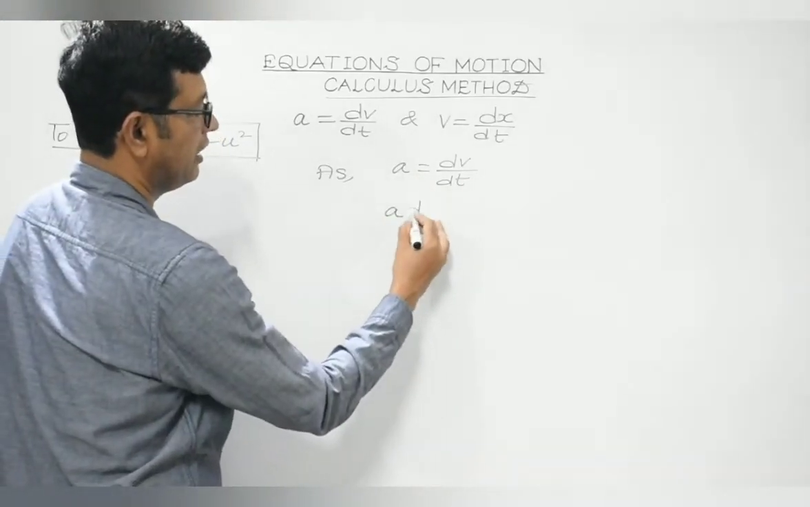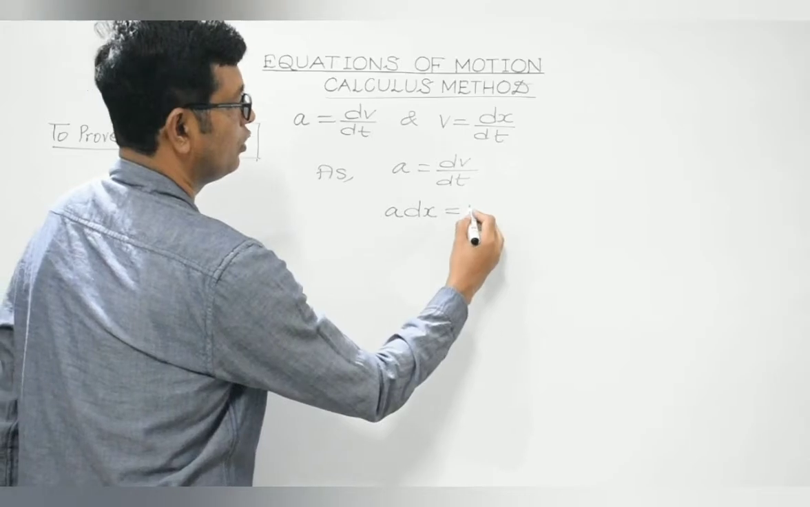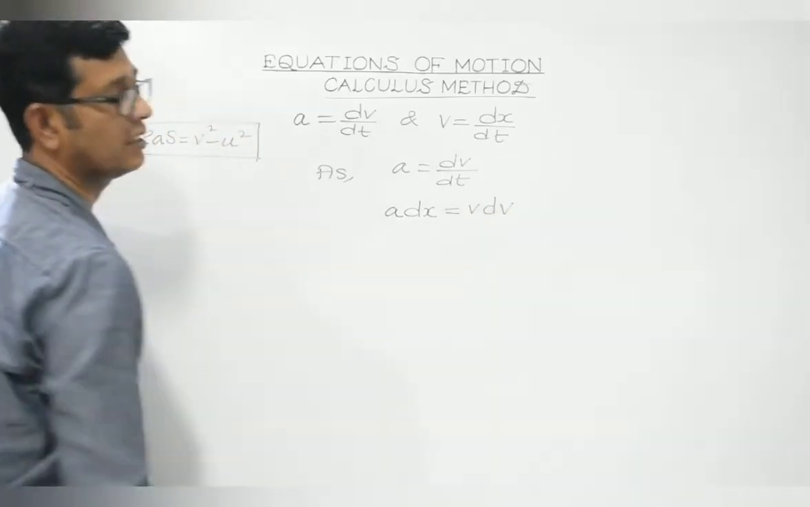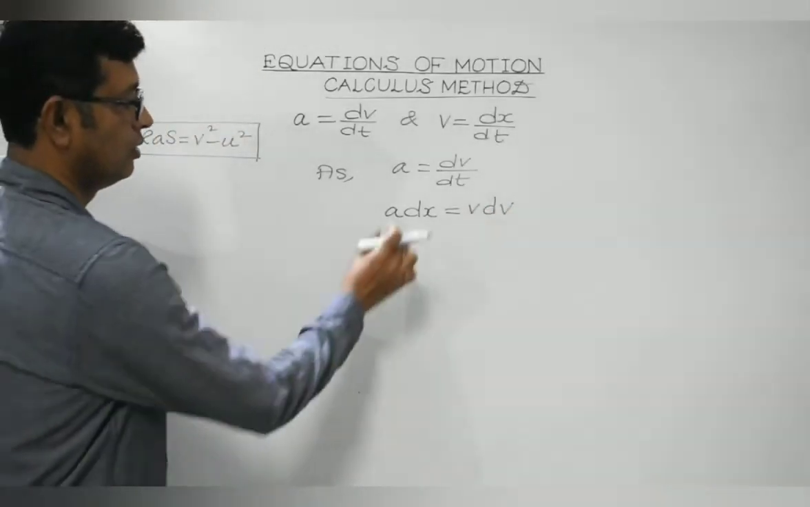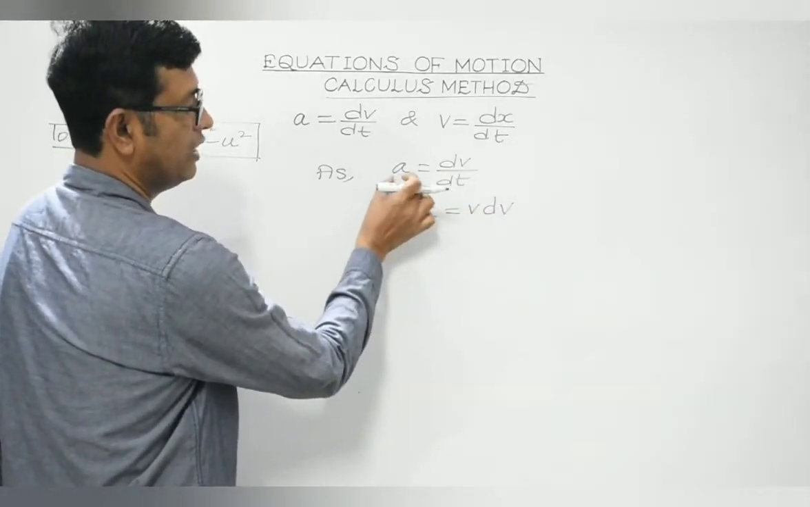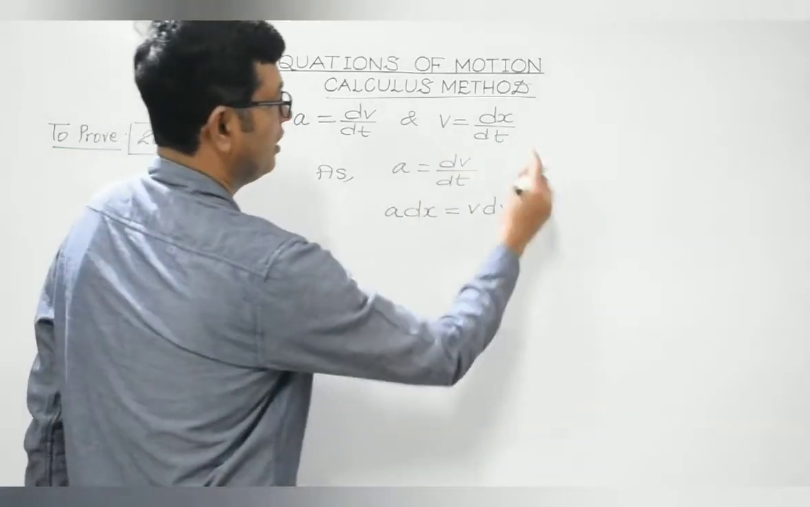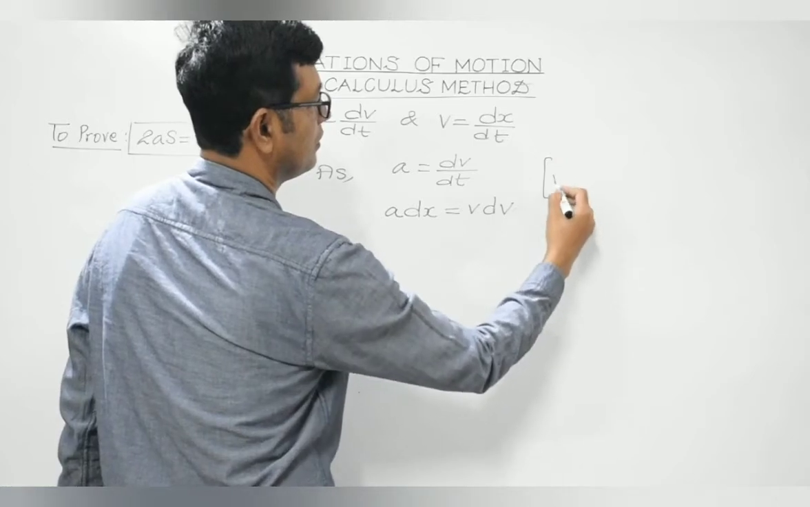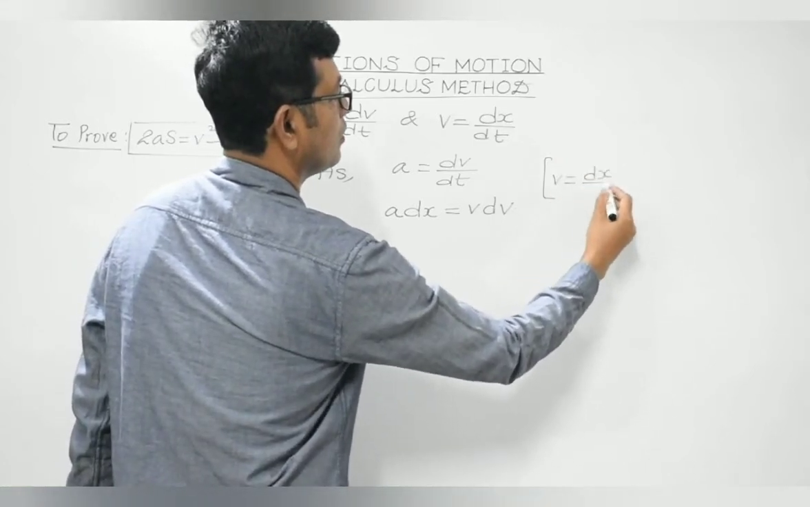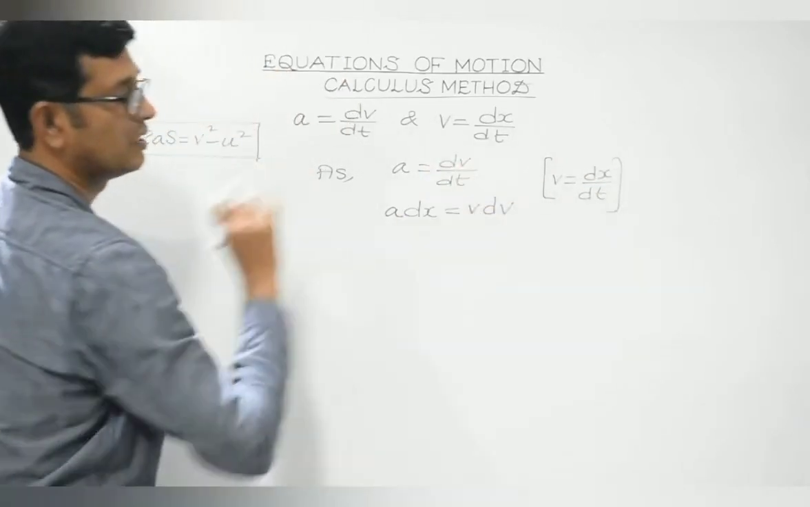So what do you get? a dx is equal to v dv. Can you write it like this? I will tell you. Multiplying both the sides by dx: a into dx, dv by dt into dx. Now v is dx by dt. So simply rearrange the terms.